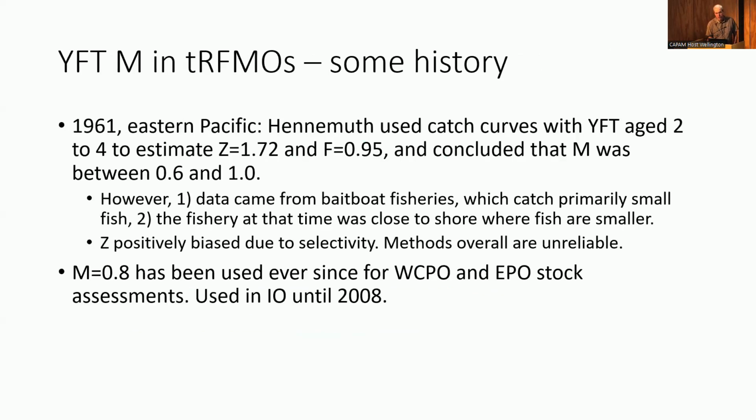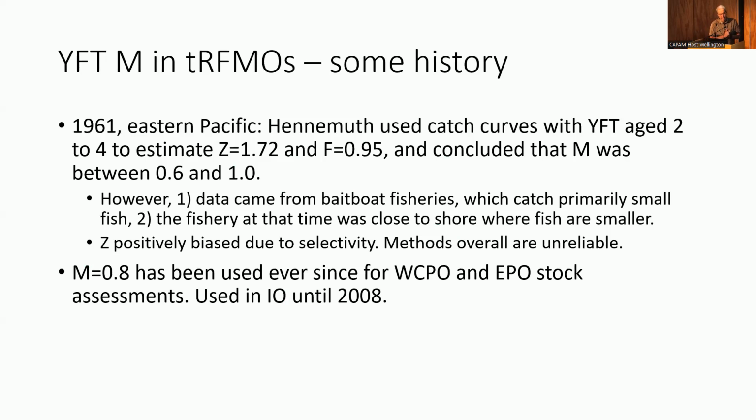Okay, so going back to yellowfin tuna in particular, the history of what's actually been used in the stock assessments. So this analysis by Hennemuth et al. in the Eastern Pacific in 1961: Hennemuth used catch curves with yellowfin tuna age 2 to 4 to estimate a value of Z of 1.72 and F of 0.5, and concluded that natural mortality was between 0.6 and 1. And that's where the estimate of 0.8 came from.